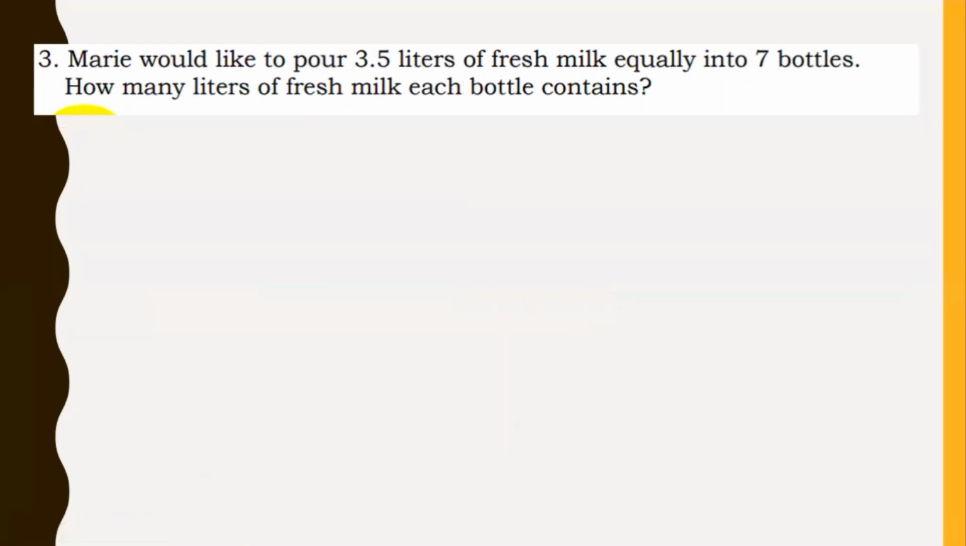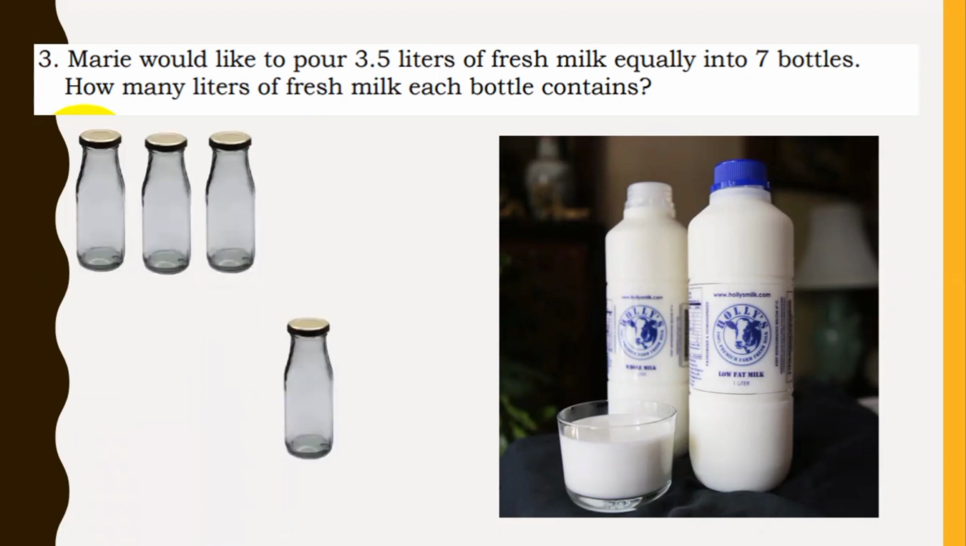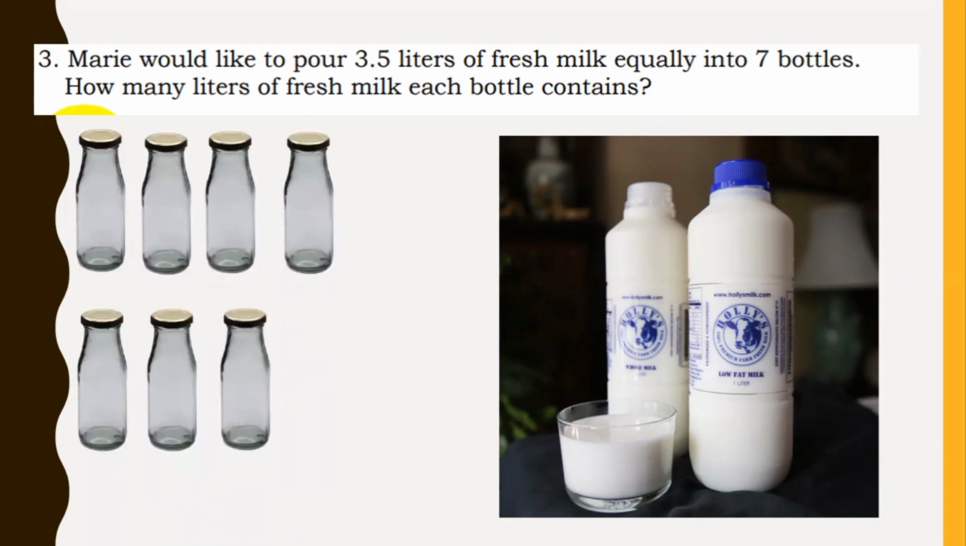Marie would like to pour 3 and 5/10 liters of milk equally into 7 bottles. How many liters of fresh milk does each bottle contain? So meron daw siyang 3 and 5/10 liters of fresh milk. Ilalagay niya sa 7 bottles. So how many liters, kung ilan daw karami ang magiging laman ng bawat bottle? So that is divide. Isasalin niya lang ng pare-parehas ang sukat. Gaano kadaming litro ng fresh milk ang mailalagay niya sa bawat bote.